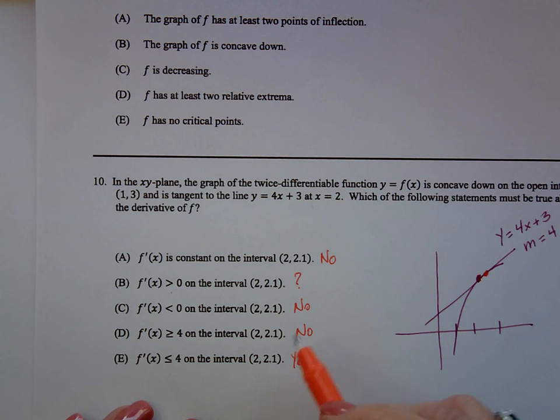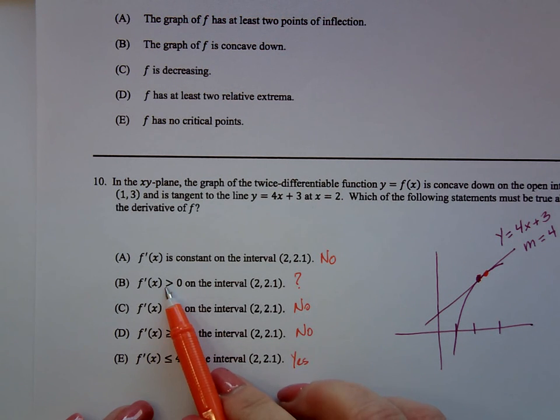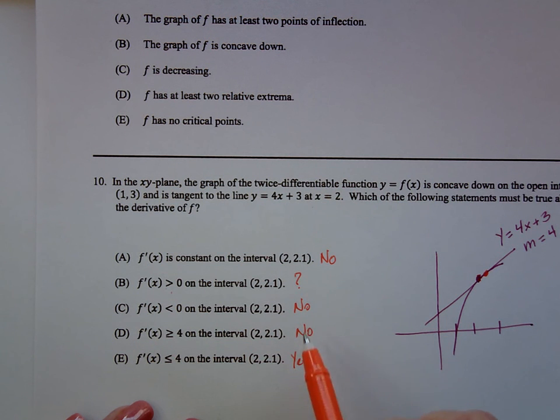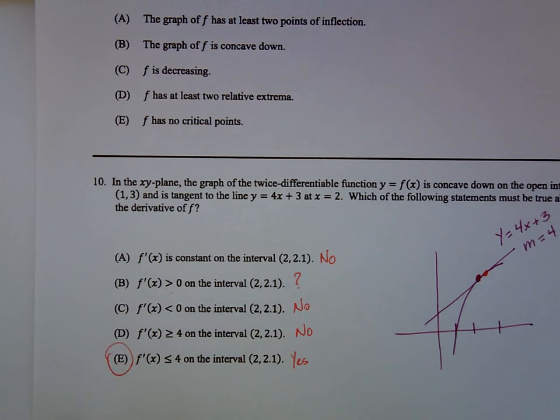So is my slope greater than 0? I don't think so. This E is the one that you're looking for. So E is the last one. My slopes are less than or equal to 4, looking at the points between 2 and 2.1.